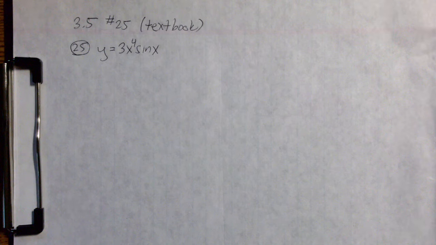And this is an example of a case where, unlike some of the examples we saw in section 3.4, here the product rule is really unavoidable. We don't have an option of multiplying out like we would if we had two polynomials multiplied together. So let's take a look.